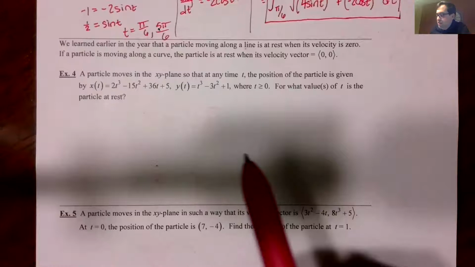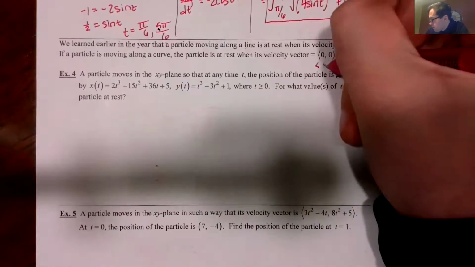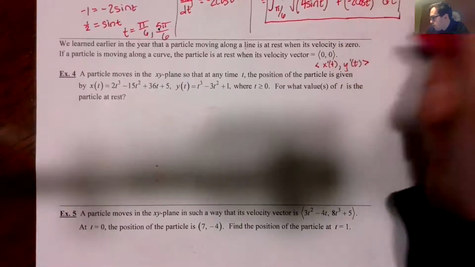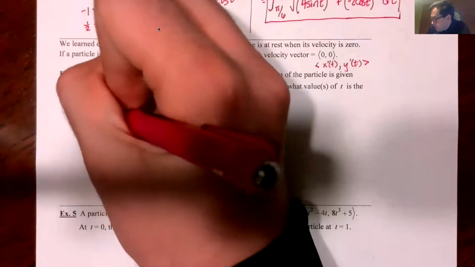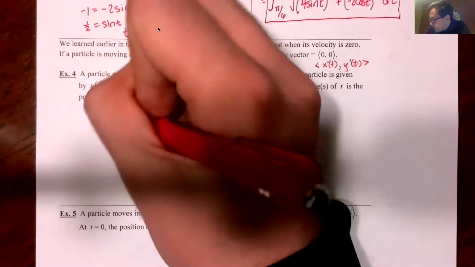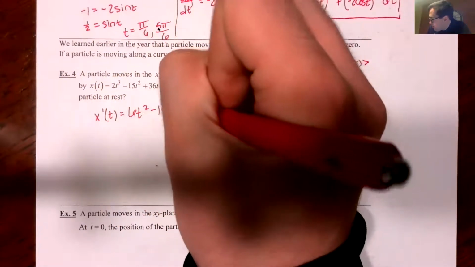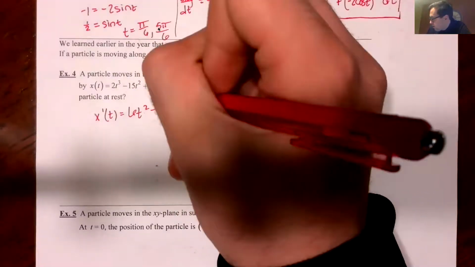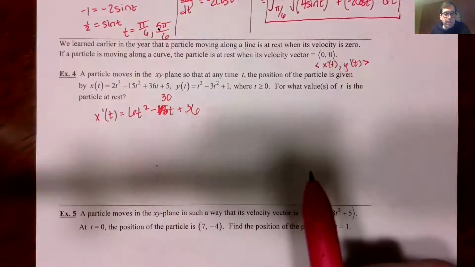So remember, the velocity vector is built with x prime of t, y prime of t. So that's what we're going to have to set equal to 0. So if we have x of t, we could say x prime of t is going to be 6t squared minus 15t plus 36. I did that wrong, didn't I? That should be 30t. 6t squared minus 30t plus 36.